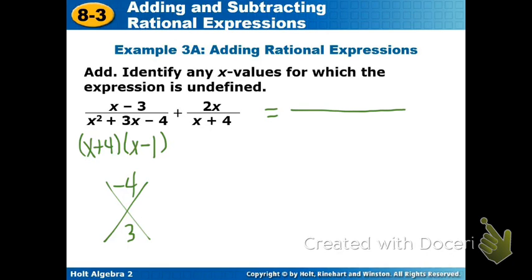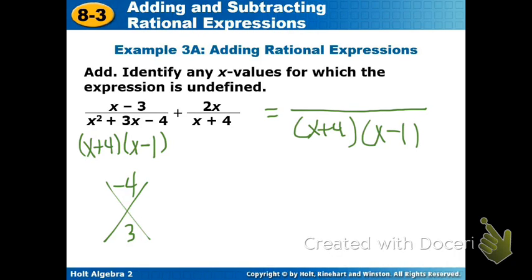Let's go ahead and find our common denominator. X plus 4, I will have to represent him just as an x plus 4, right? And by x minus 1, I will have to represent him as an x minus 1. So I'll bring that one over. Okay, your second rational expression. What about this x plus 4? Do I need to bring that over? No, he's already there. So we're good. So here's our common denominator.